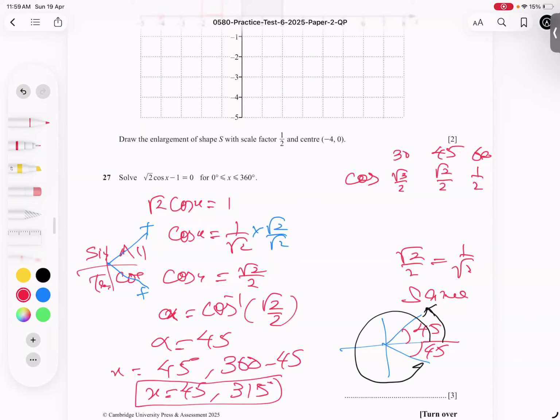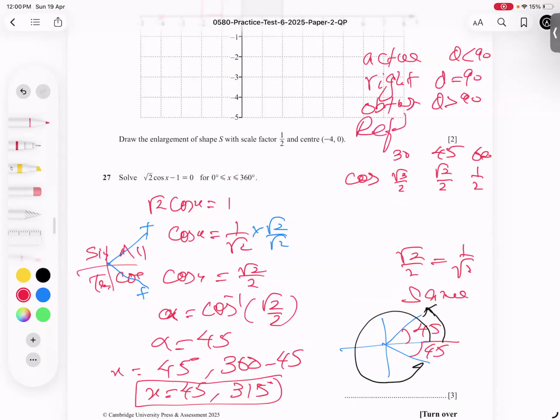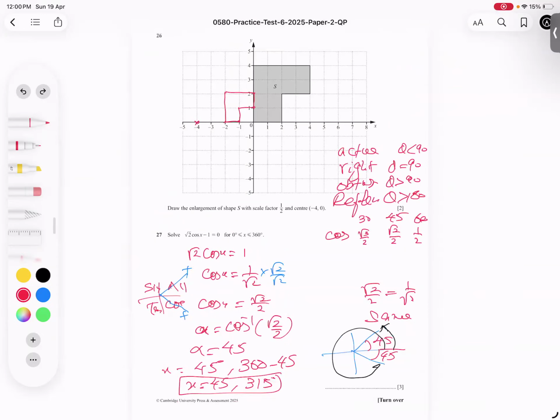Sometimes he asks you about a reflex angle. Students, acute angle means less than 90 degrees: angle theta, if theta is less than 90 degrees. What is a right angle? Equal to 90 degrees. What is obtuse? More than 90 degrees. And what is the reflex? More than 180. So this is reflex. Make sure. Okay, this is extra information for you.